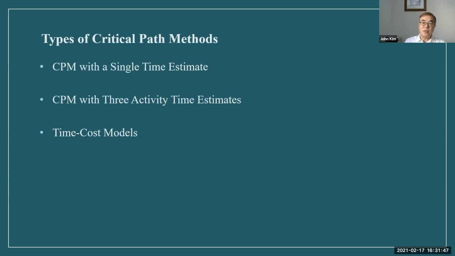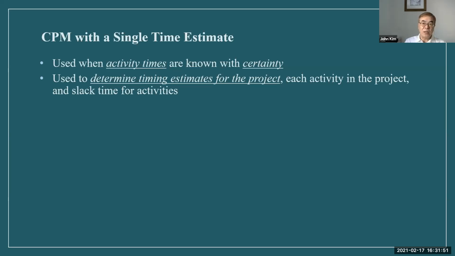First one, critical path method with a single time estimate. This is when activity times are known with certainty. If we know each activity time in a project, then we call that single time, exact time. Then using this single time estimate, we determine the timing estimate for the project, the total time, how long the project takes.